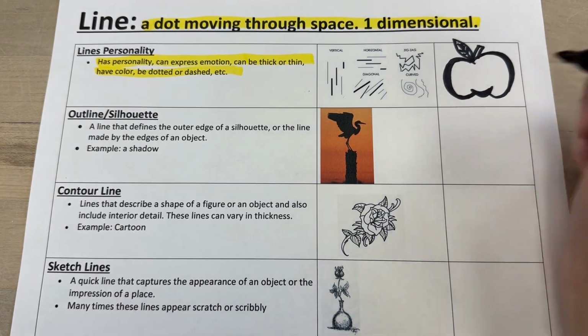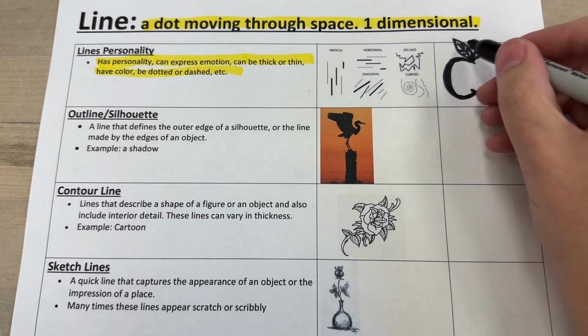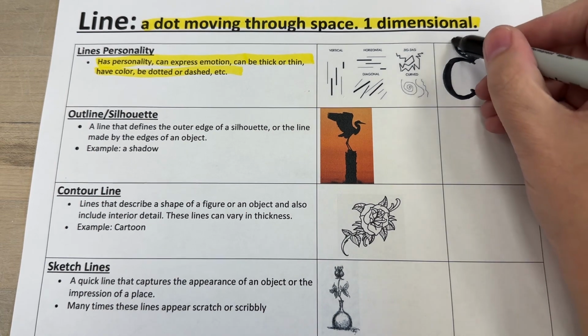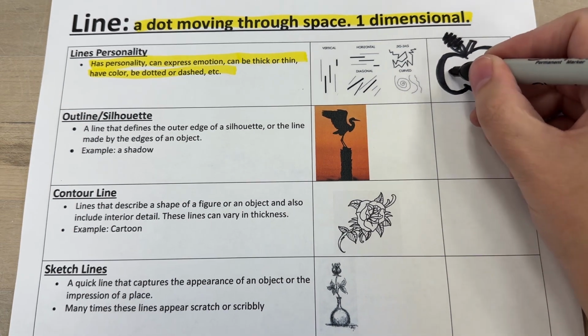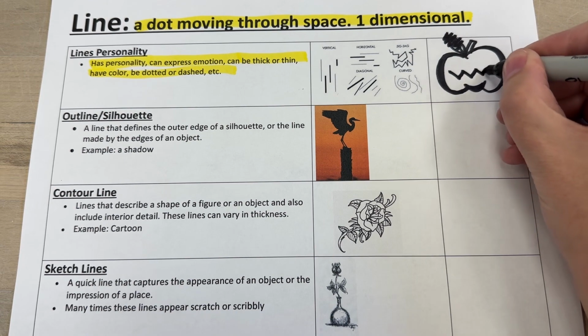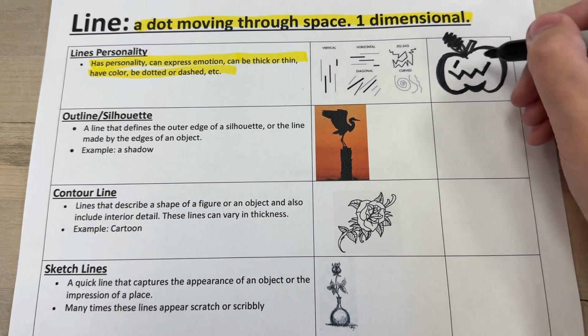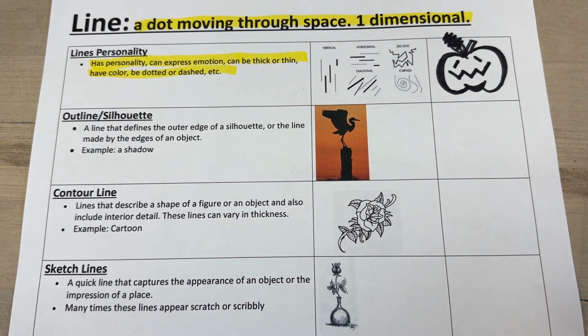I could do that. I could also decide maybe instead of making this an apple, maybe I want to make it a pumpkin, and I want to add in a zigzag line and a couple of eyes, right? And those would still be lines.